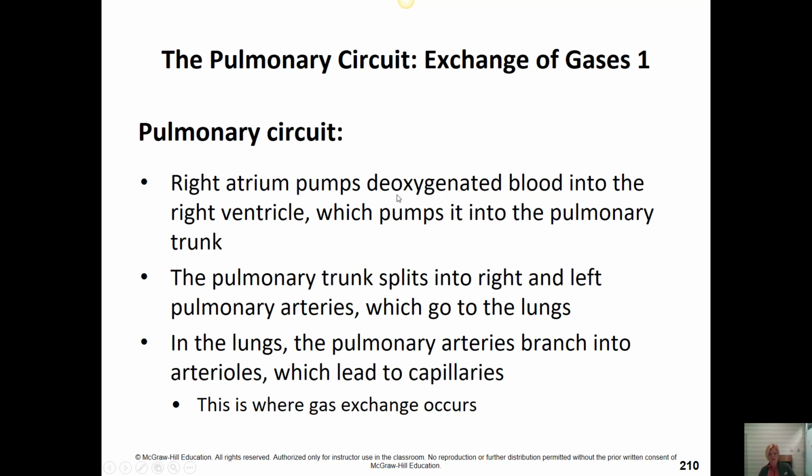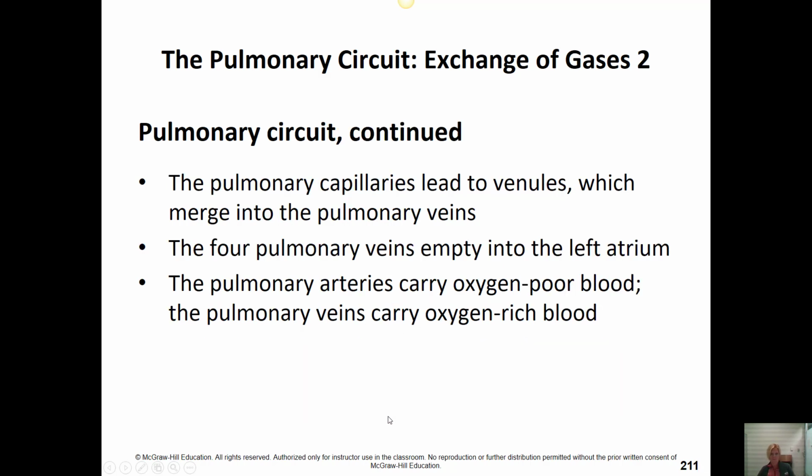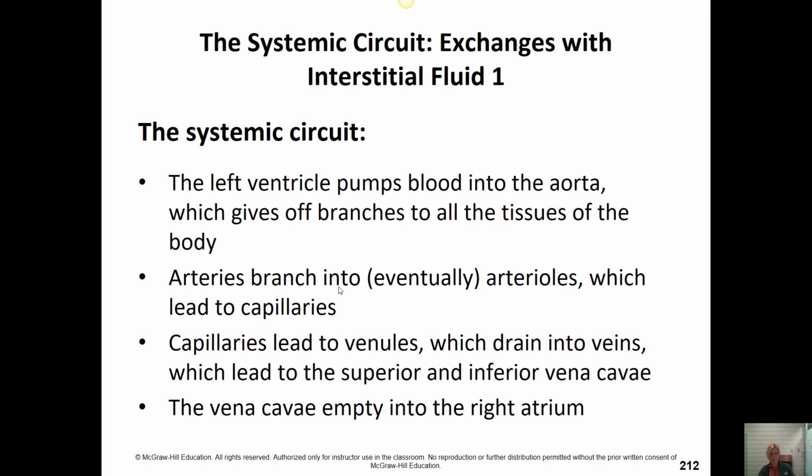So the pulmonary circuit is deoxygenated, and it leads to the lungs where gas exchange occurs. We have 4 pulmonary veins that bring blood back to the heart that is freshly oxygenated. And again, we have those 2 pulmonary arteries carrying oxygen-poor blood away from the heart to the lungs to pick up oxygen. And the systemic branch is made up of the aorta and all of its branches.